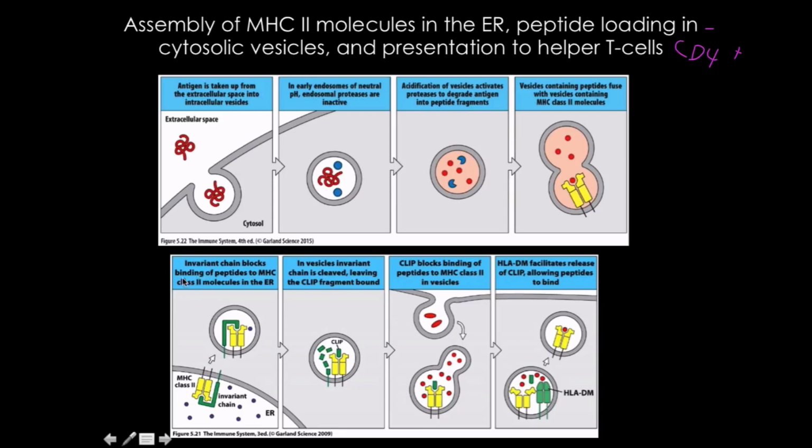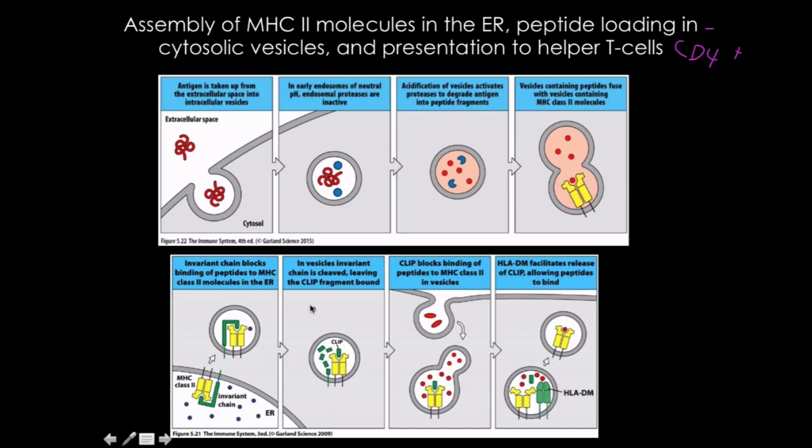So the invariant chain is involved in this, and it's not that the MHC class 2 molecule is necessarily unstable, so much as that we want to make sure it has the right peptide binding at the right point in time. As it's going through the endoplasmic reticulum, we don't want it binding to those peptides, because that wouldn't be helpful. So the invariant chain is going to come in here. It's going to block access by all other peptides, and it's also going to help stabilize it to a lesser extent.